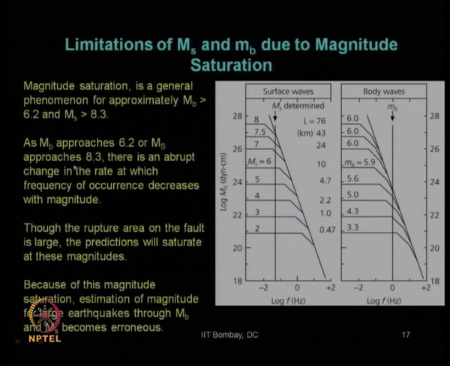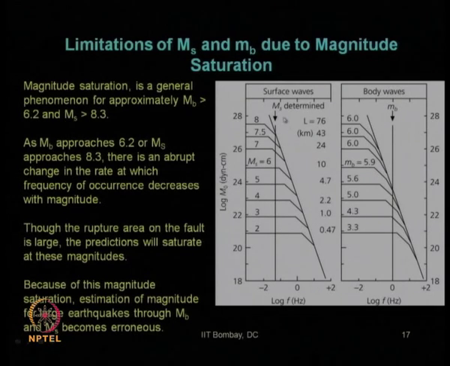Let us first understand what is written. As the body wave magnitude MB approaches the value of 6.2 or the MS value approaches the value of 8.3, there is an abrupt change in the rate at which frequency of occurrence decreases with magnitude. Though the rupture area on the fault is large, the predictions will saturate at this magnitude, and because of this magnitude saturation problem, estimation of magnitude for a large earthquake using the body wave magnitude scale or the surface wave magnitude scale becomes erroneous. One should not use these scales beyond these values.